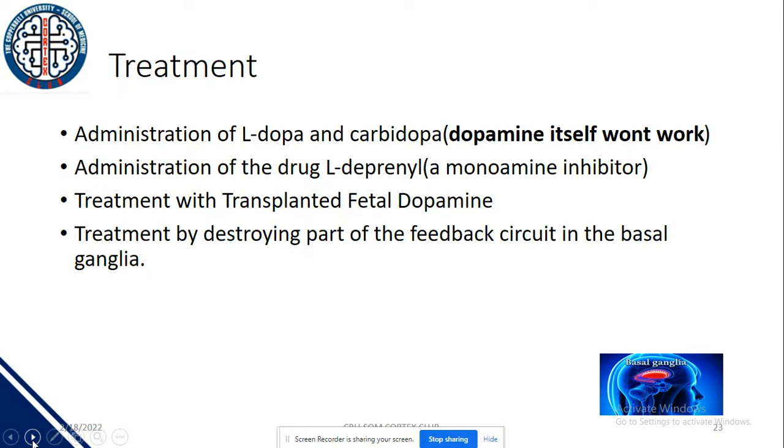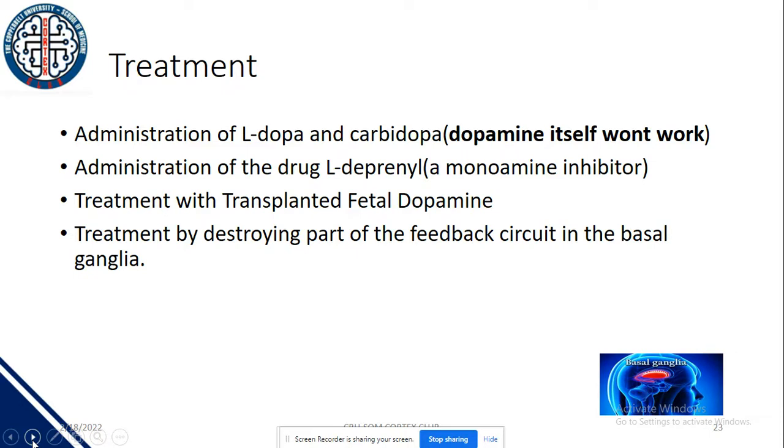So we can look at the treatments of Parkinson's disease. How can we treat Parkinson's disease? You can treat Parkinson's disease, one, by administration of levodopa, which is usually abbreviated as L-dopa, and carbidopa. Dopamine itself, we're saying it won't work. Why won't it work? We're going to see in the next slide as well. L-dopa and carbidopa are usually administered at the same time for the reasons that we are going to see just in the next slide.